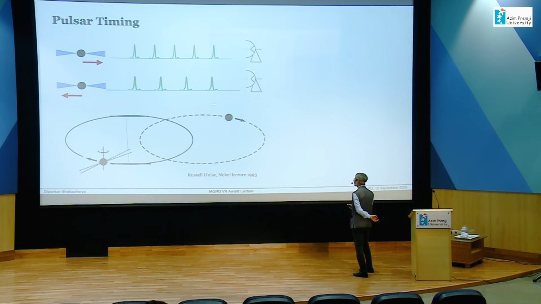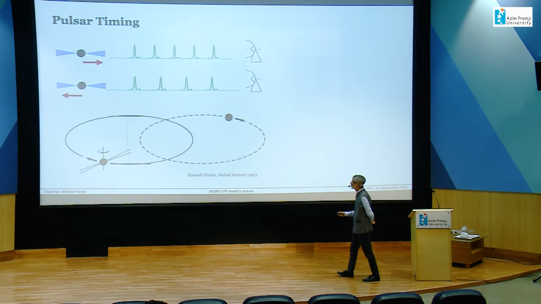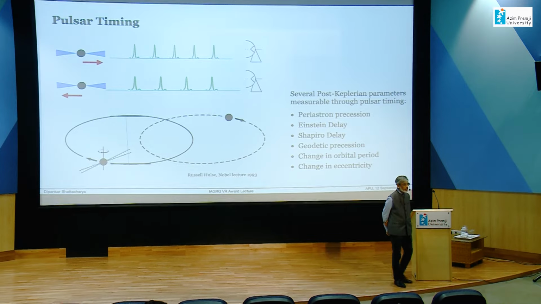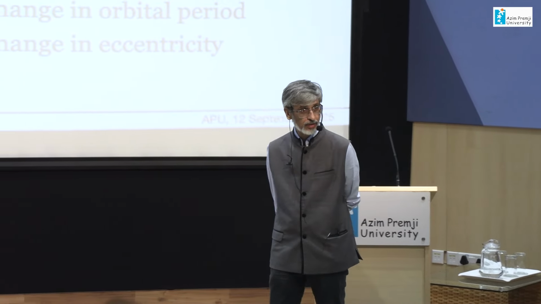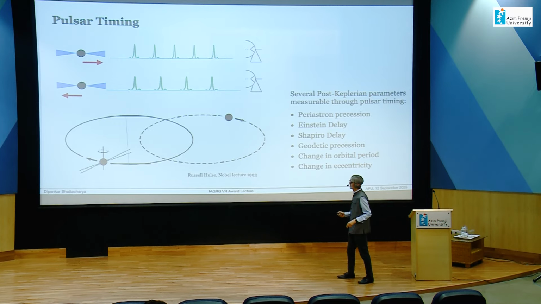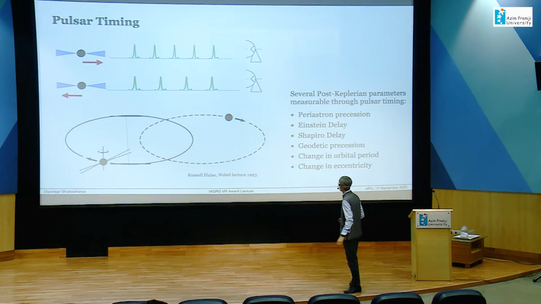For example, the two neutron star binary 1913+16, where you can see one such pulsar. The other one is not pointed towards us, so you do not see pulses from this. But even from this one object, you can measure its motion so accurately that you can find a whole lot of relativistic parameters, that is post-Keplerian parameters. You can find the precession of the periastron. You can find the Einstein delay, which is due to gravitational redshift and transverse Doppler shift. You can find Shapiro delays.